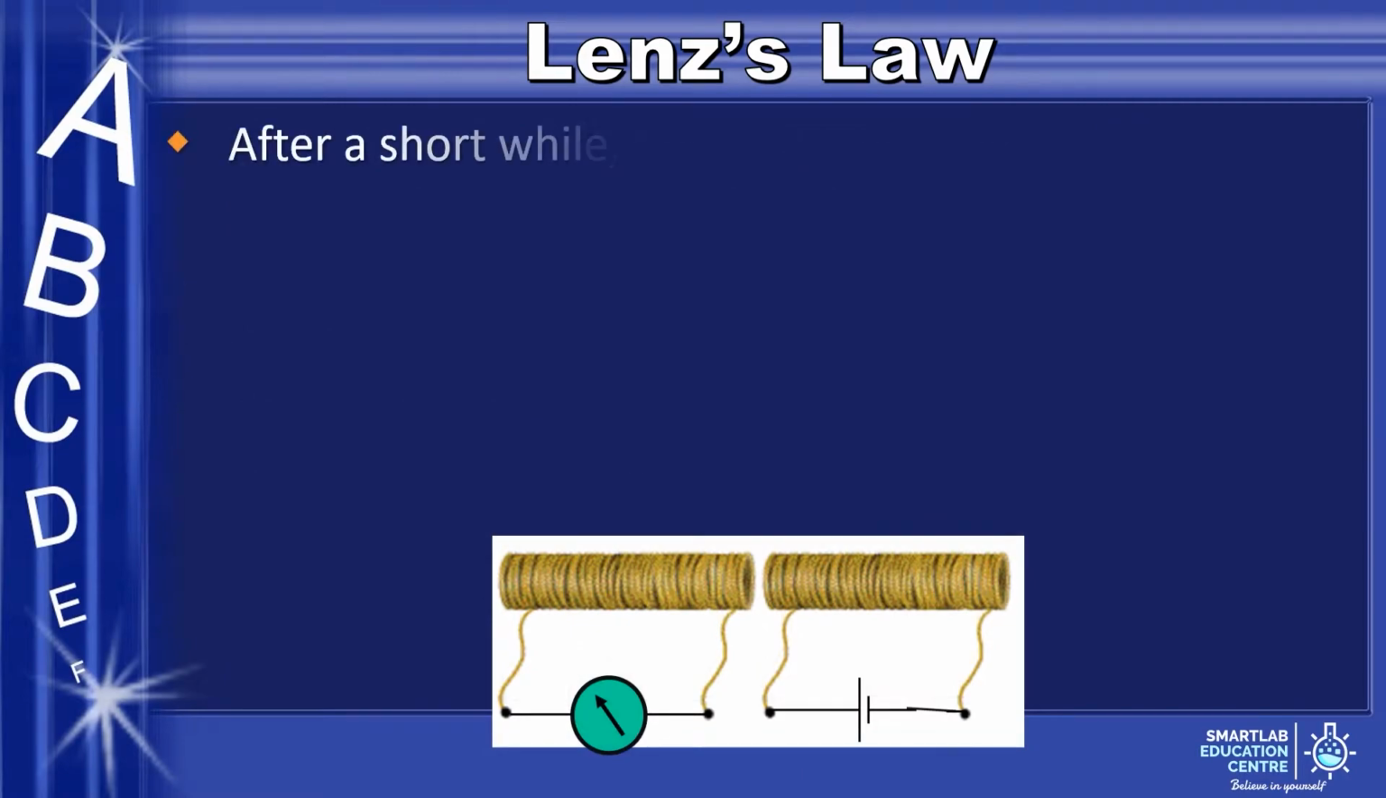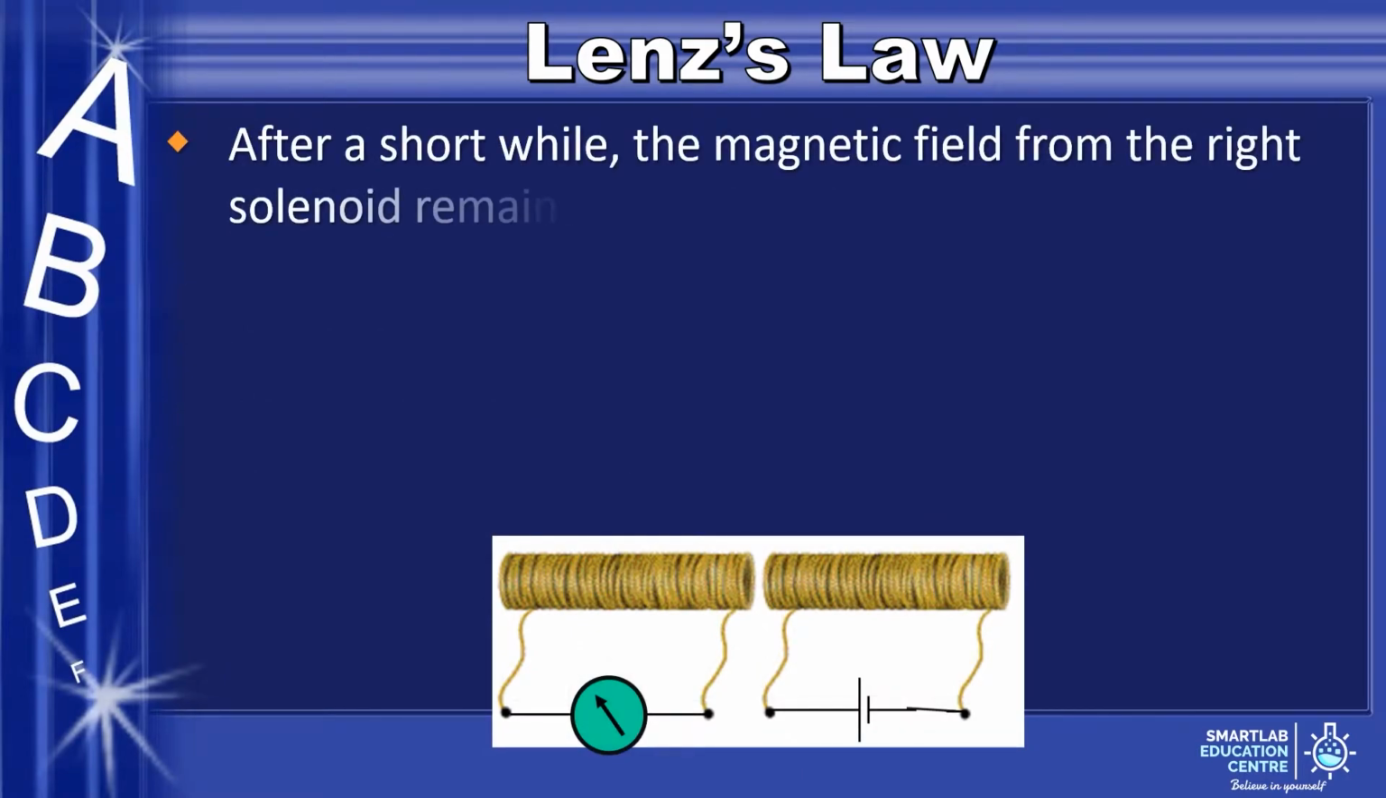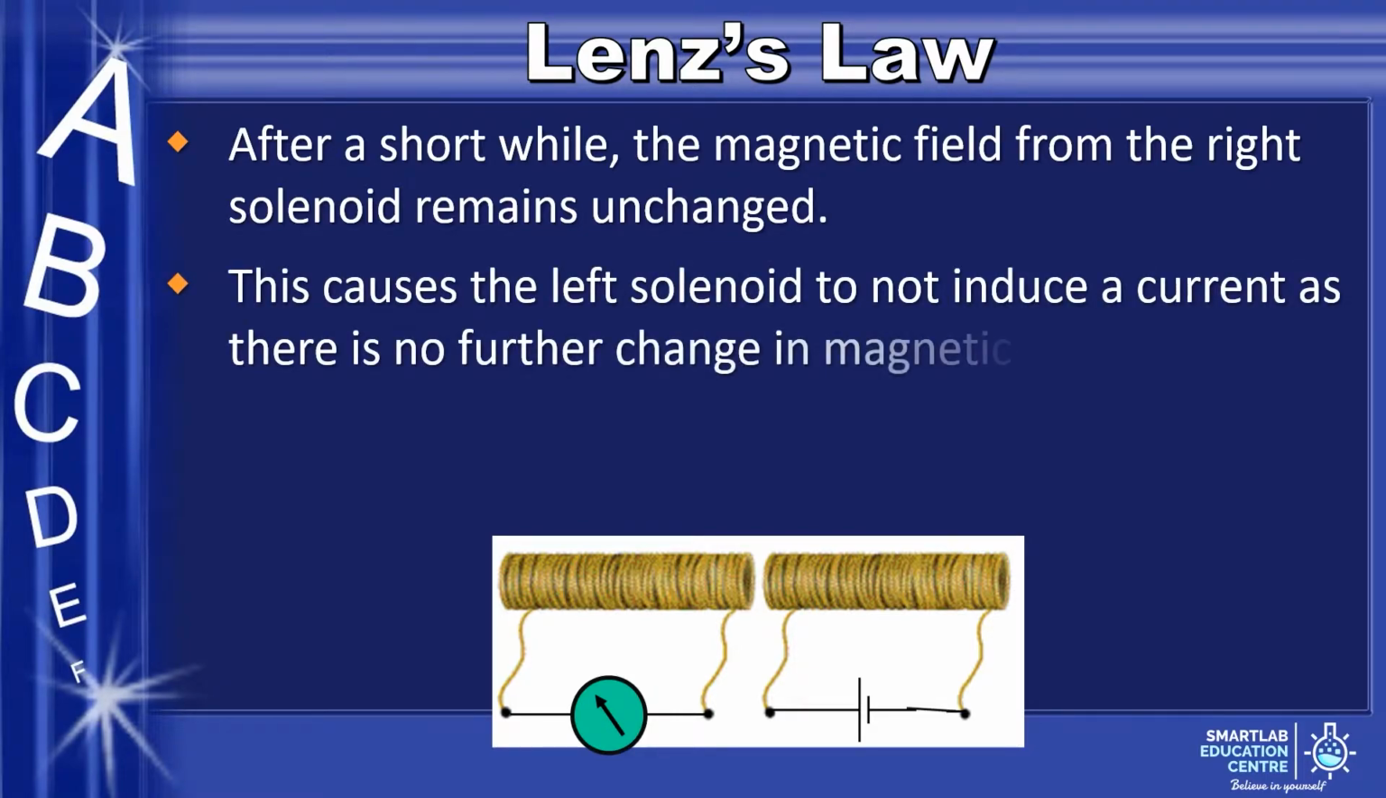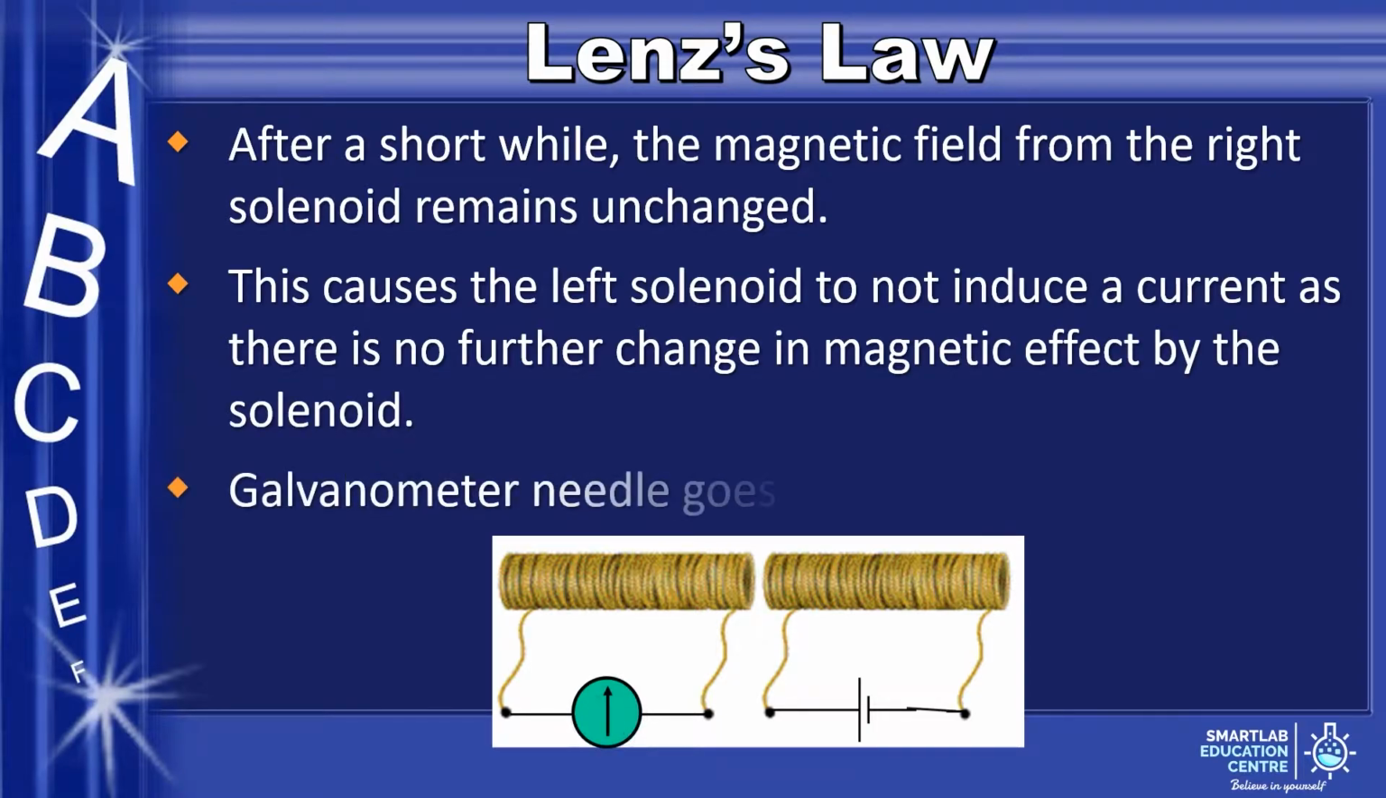After a short while, the magnetic field from the right solenoid remains unchanged. This causes the left solenoid to not induce a current as there is no further change in magnetic effect by the solenoid. The galvanometer needle goes back to zero.